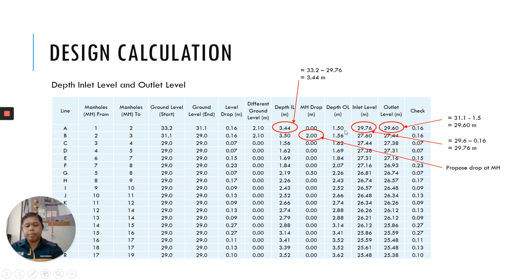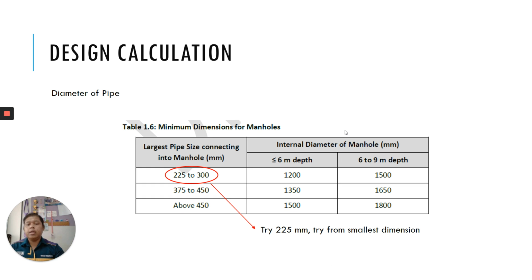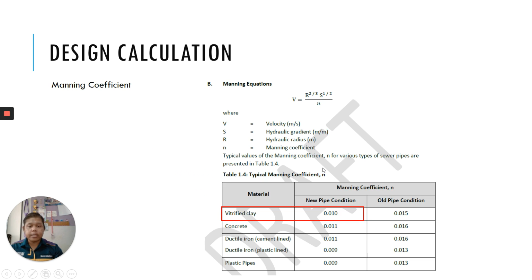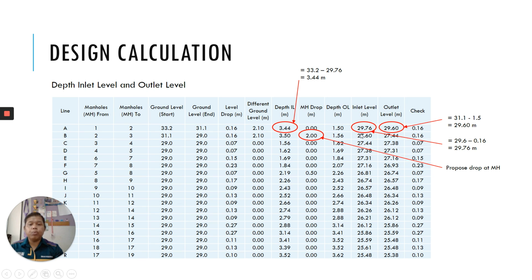From the previous slide, if we have a look, it may start from 1.2 meter. So if you would like to start from 1.2 meter, you can. In my example here, I'll start with at least 1.5 meter, though it can be 1.2 meter. So how do I get this 29.6? I take the ground level at the end, 31.1, minus 1.5 meter, and I get 29.6.